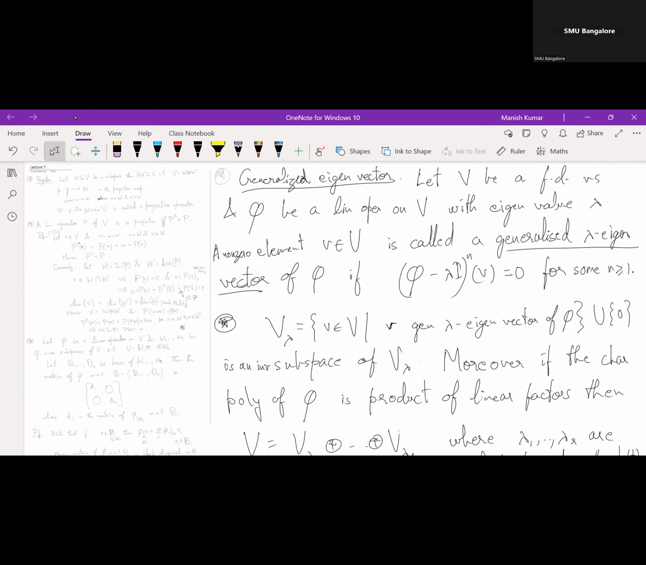Is this clear? What is a generalized eigenvector? We don't want just phi minus lambda I to kill v. We want maybe some power of it. Of course, if v is an eigenvector, then it's a generalized eigenvector, but a generalized eigenvector could be bigger.